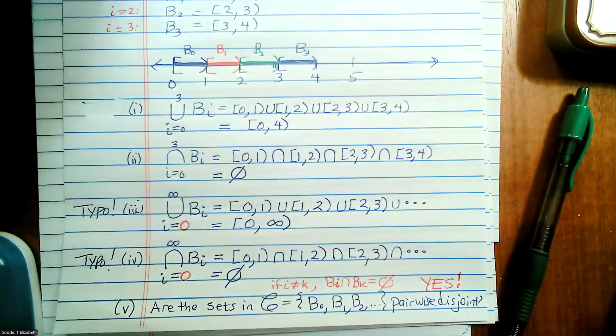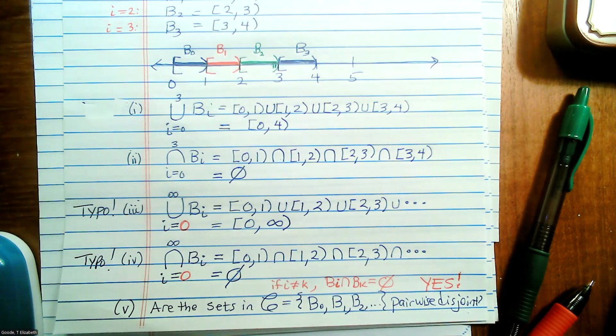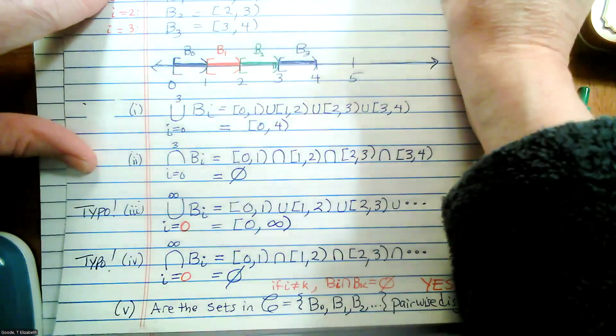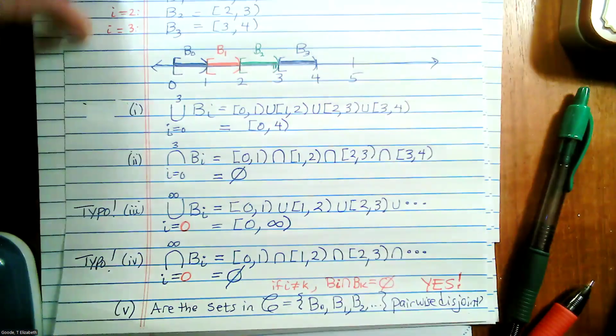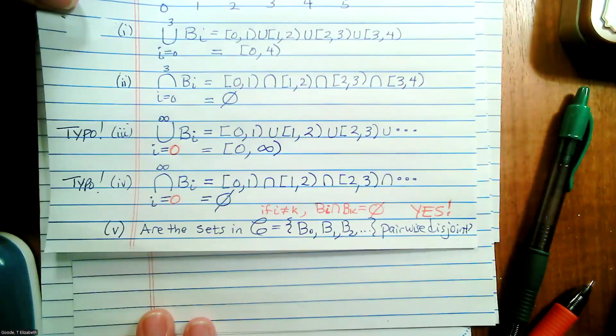WebAssign falls down here. The way that they worded the problems about pairwise disjointness in WebAssign, they could have done a little bit better job because they go to an extreme there. But anyway, that's why we're doing this. Okay, is that okay? Can we move on?